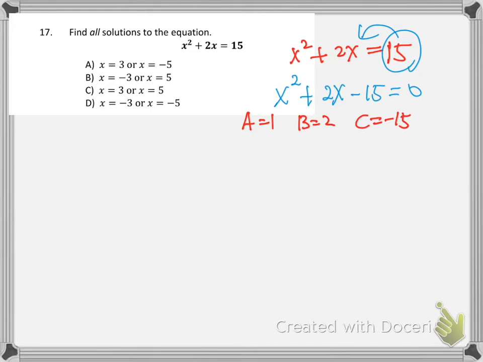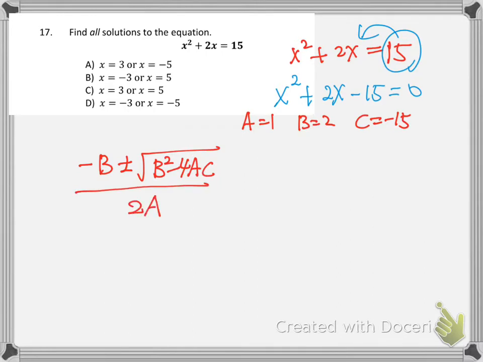So let me write down the formula again. Negative b plus minus square root of b squared minus 4ac. That's the numerator. The denominator is 2a. So the harder part is this part. If this is a perfect square, take the square root to get an integer, and the question is not that hard.